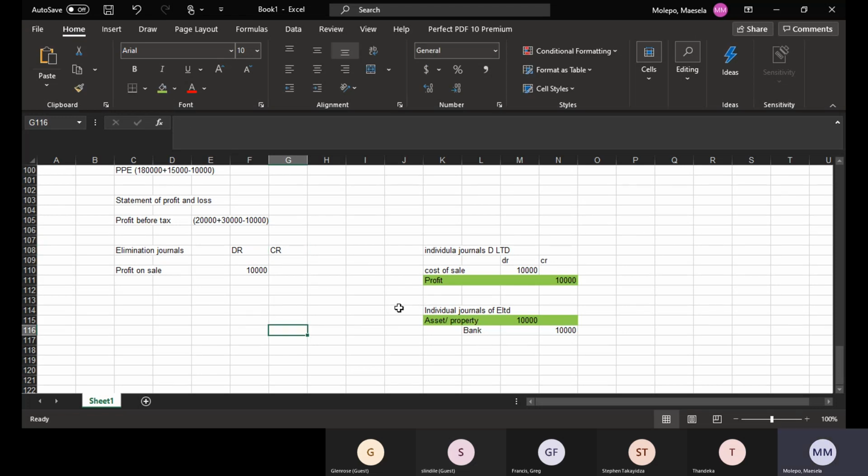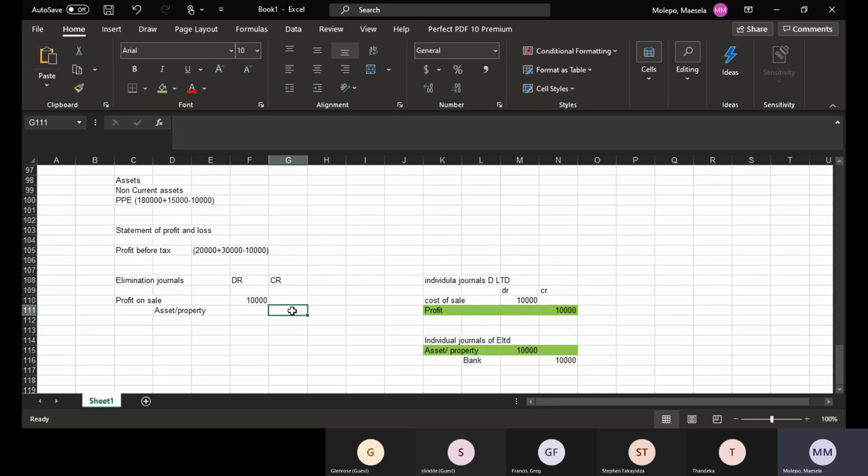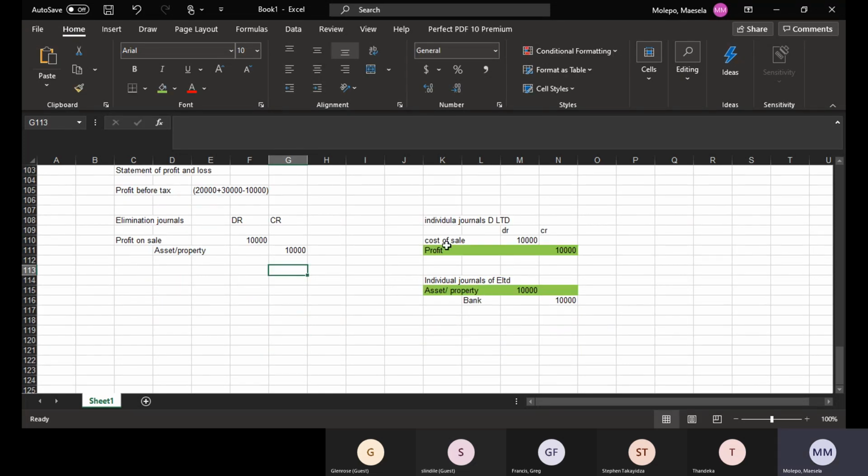And then here my asset was debited. So now I need to credit that asset, which is still the asset or property. So it needs to be credited by the 10,000. So it means it's the reversal of what was done here. Now we are reversing this.